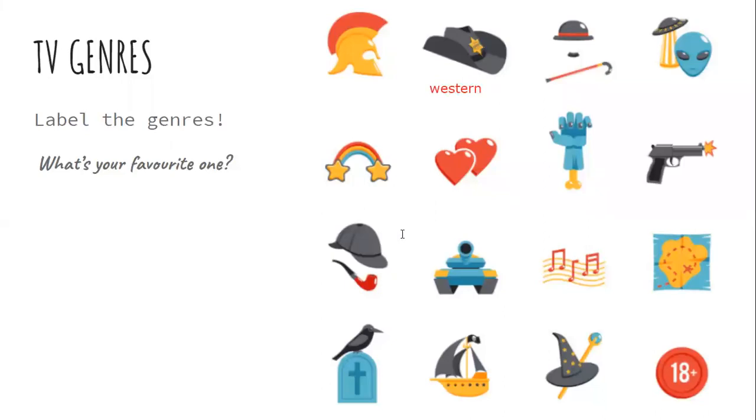Musical. Yeah, very nice. Continue. Action with the tank. Cool. Very nice. Sci-fi with the alien. Perfect. Sci-fi or science fiction, either one.